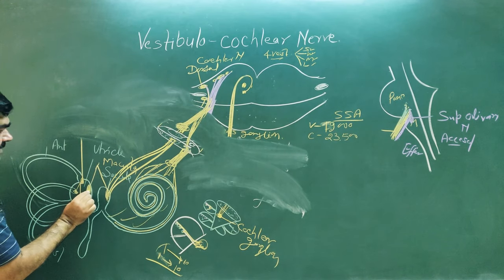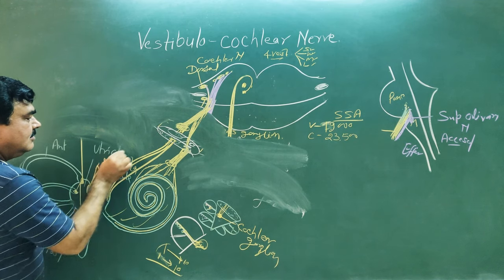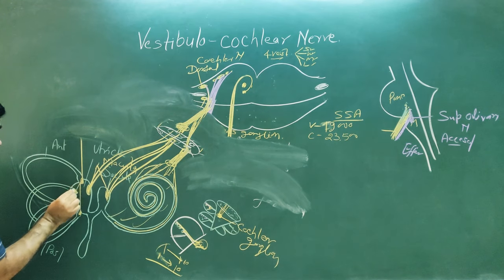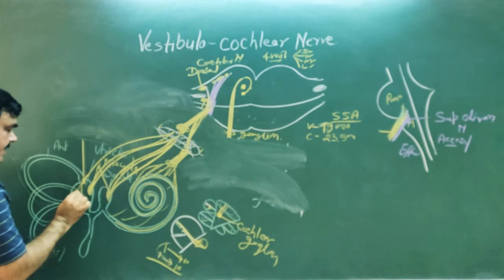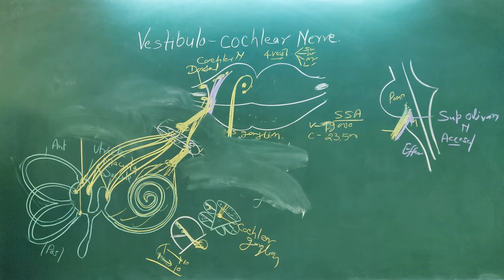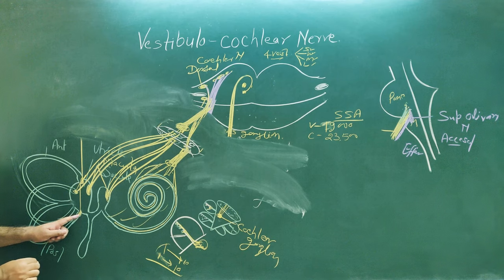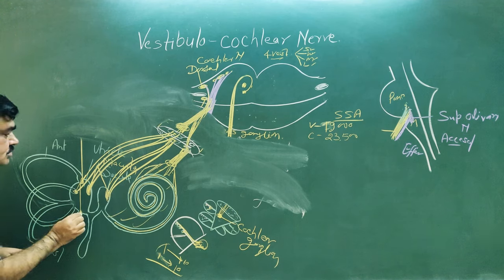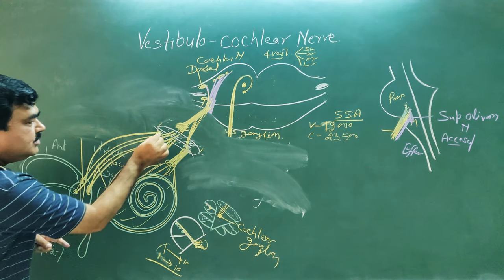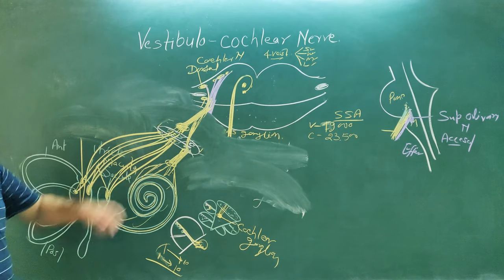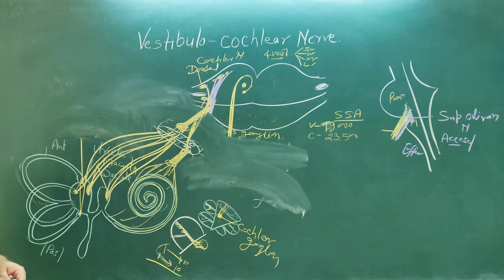And this is the superior vestibular area, and here the fibers from the macula of the utricle go into this. Fibers from the crista ampullaris of the anterior and lateral semicircular canals also go into the superior vestibular area. And a very important thing is this is the posterior semicircular canal. Here this is the crista ampullaris. From the crista ampullaris of the posterior semicircular canal, fibers go through this opening. This is the foramen singulare. Through it, it passes into the ganglion. So this is the vestibulocochlear nerve connection.